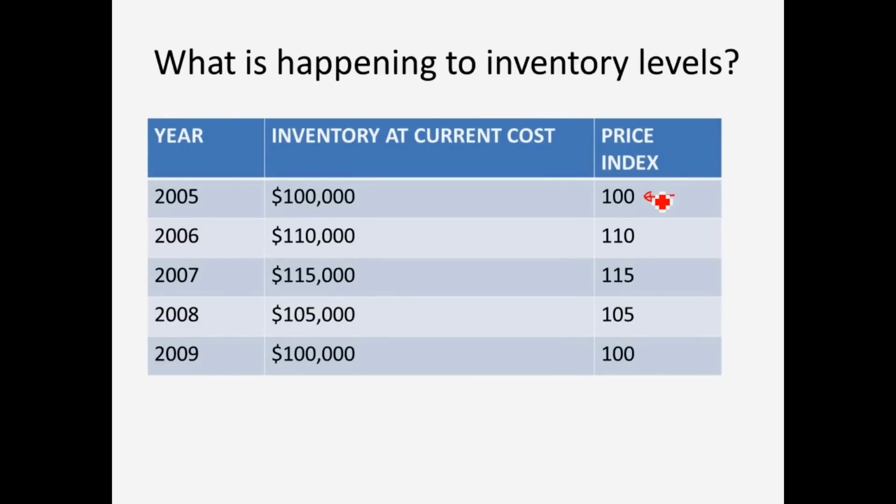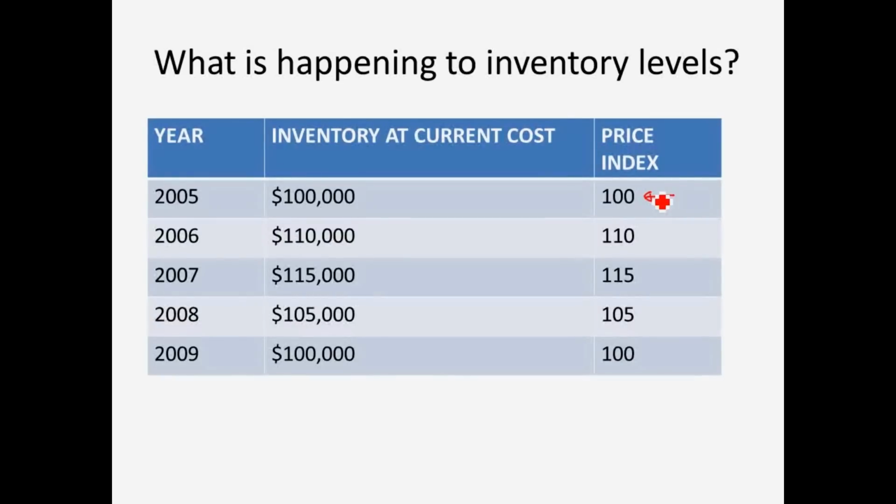Do I have more or less inventory than I had last year? Same. Why do you think I have the same? Because last year it cost 100. This year that same exact inventory costs 110 only because prices went up. So if you look at my inventory and you say, did I sell anything? If I started the year and ended the year and hadn't made any purchases, you would say, no, you haven't sold anything. Just because the price of your inventory went up, that has nothing to do with your cost of goods sold.